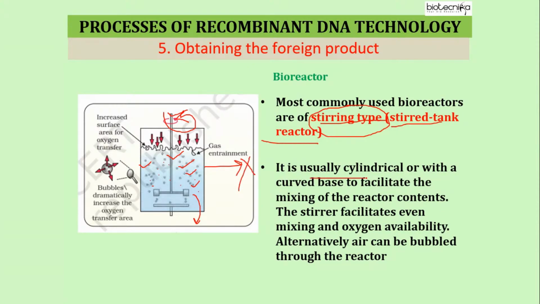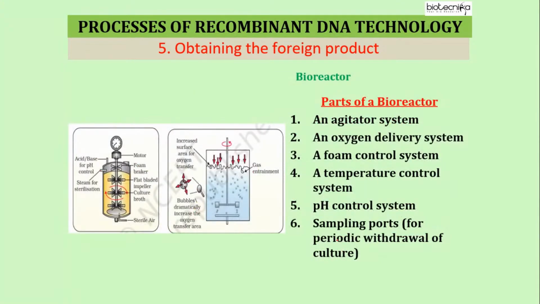It is usually cylindrical. This vessel is cylindrical, or has a curved base that will facilitate the mixing of the reactor contents. This stirrer, you can see, is a vertical stick. It will facilitate even mixing, proper and uniform mixing, and oxygen availability. Okay, so what are the parts of a bioreactor? An agitator or stirrer that will mix everything. An oxygen delivery system, so as to provide oxygen. A foam control system, because you have to prevent foam formation.